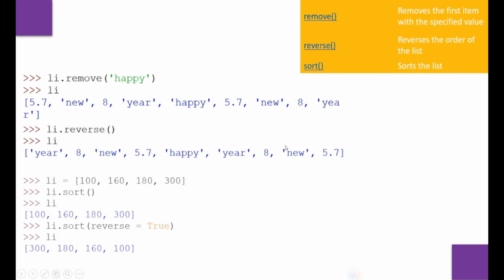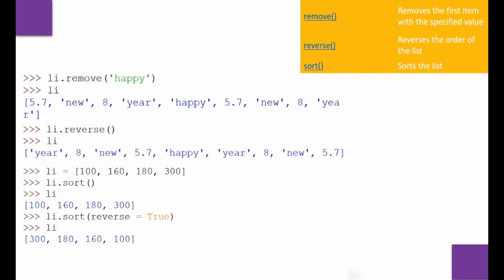Okay. Next, we have sort, which sorts the elements. By default, it is ascending order, right? So here we have a list 100, 160, 180. If you just write .sort(), it will just sort the elements. But here it's already sorted, hence it prints the same way. But if I have 3, 2, 5, 1, then it will print 1, 2, 3, 5.